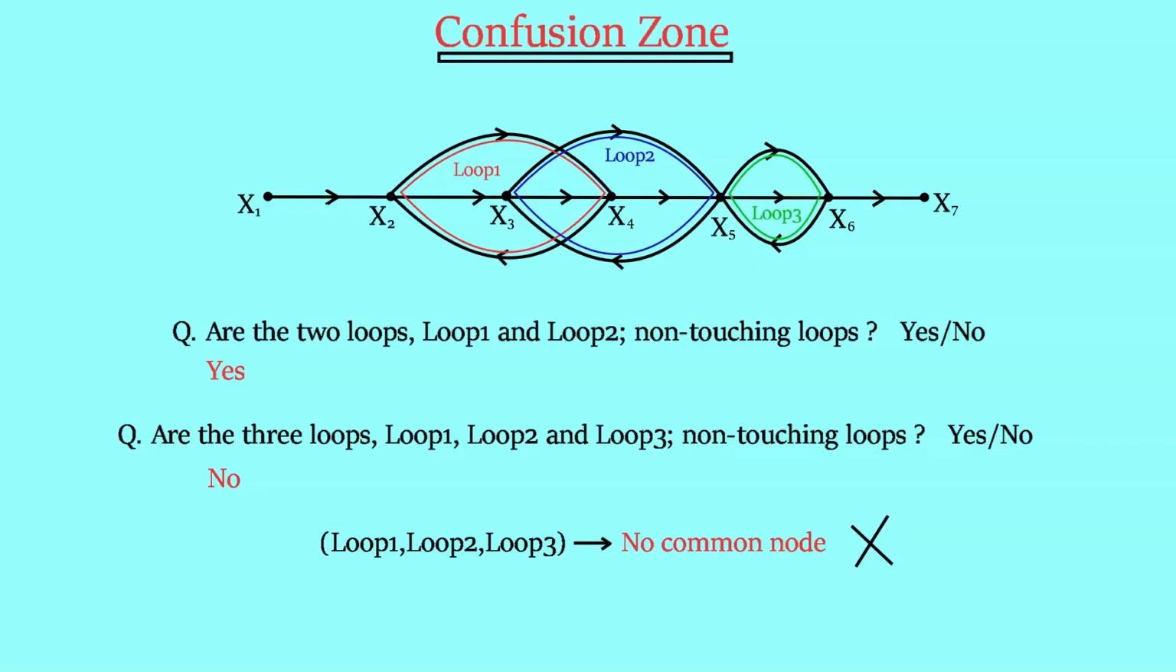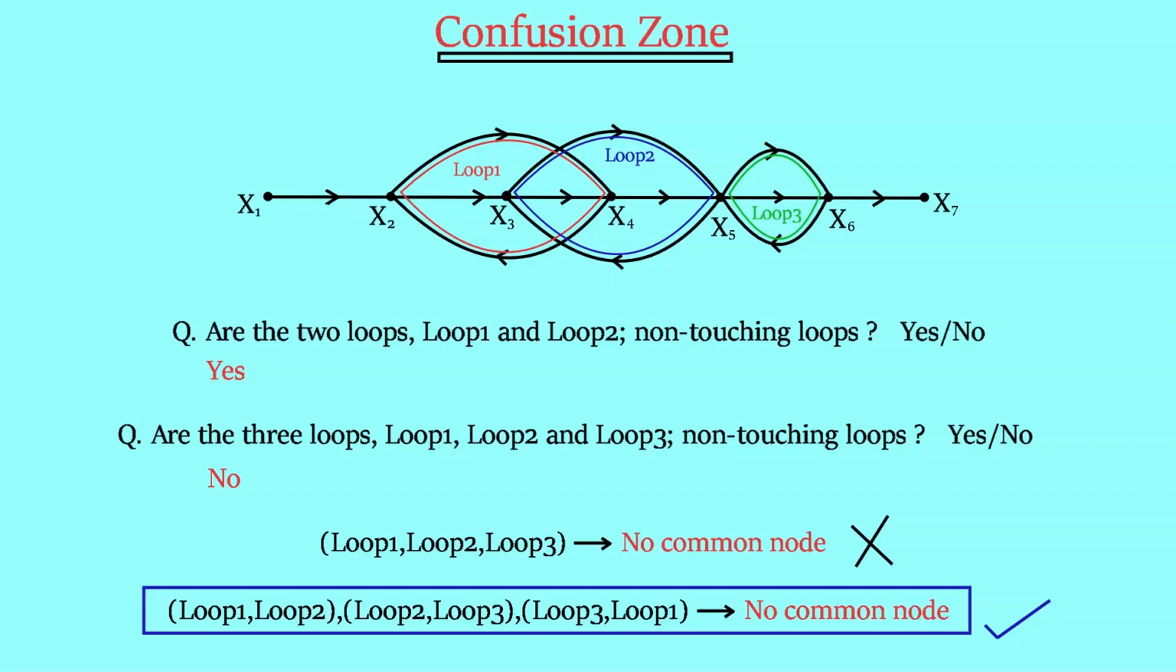If you are taking all three loops together and trying to find a single node common to all three loops, then your approach is actually wrong. For loop 1, loop 2 and loop 3, obviously we do not have a single node common to all three loops. The node x5 is common to only two loops, loop 2 and loop 3. But this is not the way you should be approaching it.